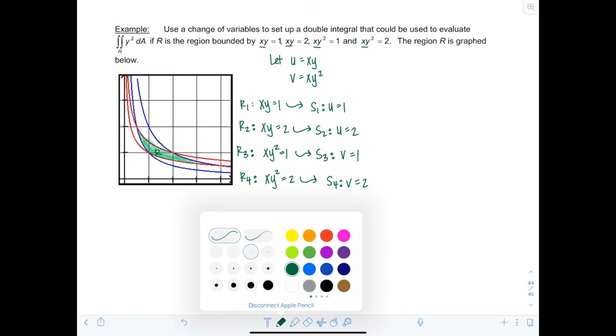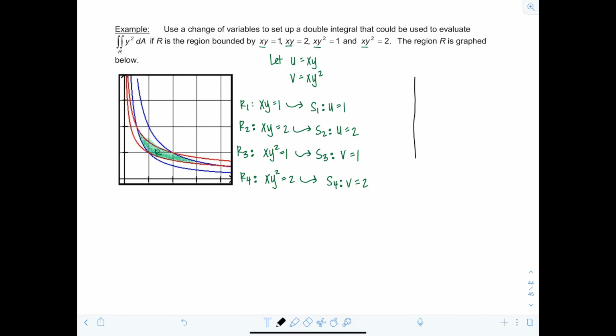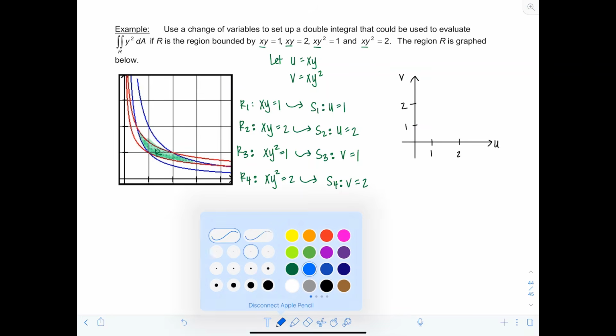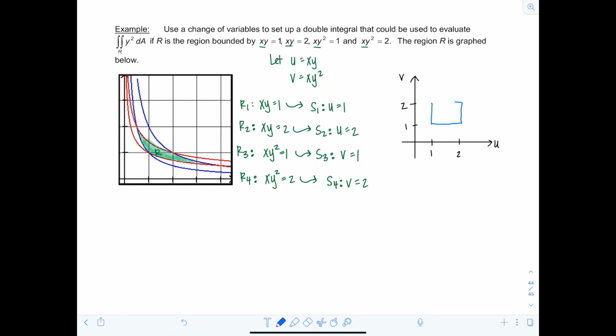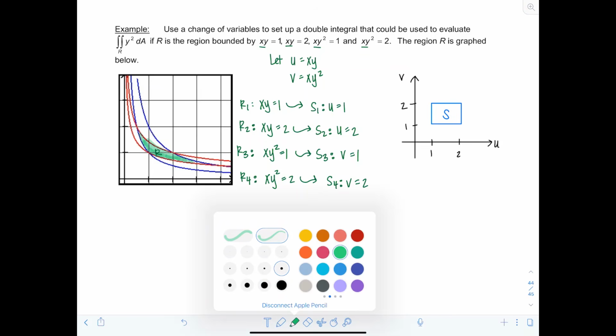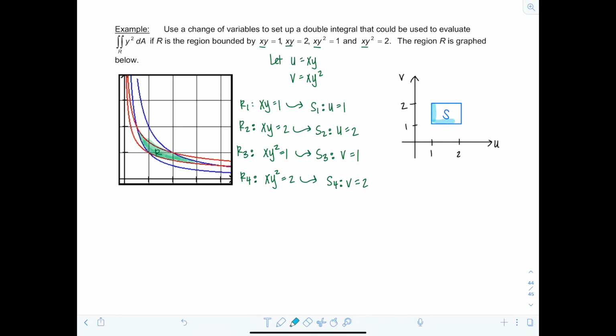Oh, we have the cutest little square in the UV plane now. Just from 1 to 2, 1 to 2. U, V, 1, 2, 1, 2. Okay. And this is S. Let's shade it in. Beautiful. This is my favorite one so far because they gave us the graph, you know?